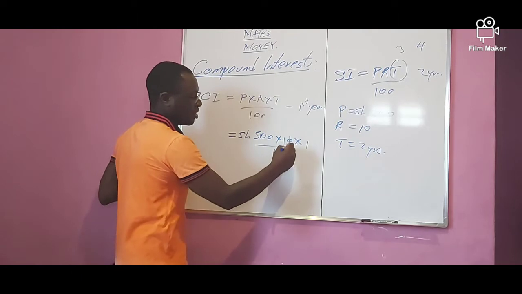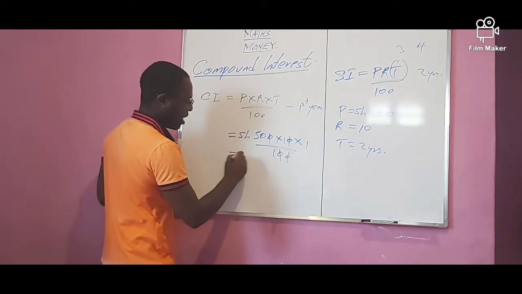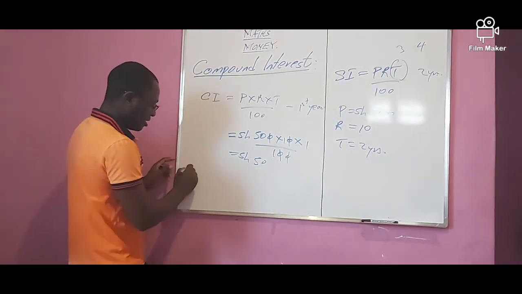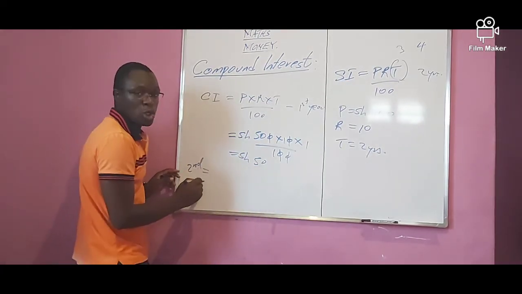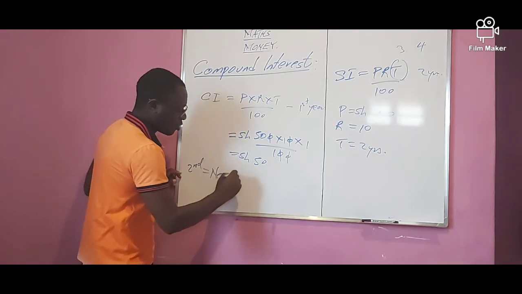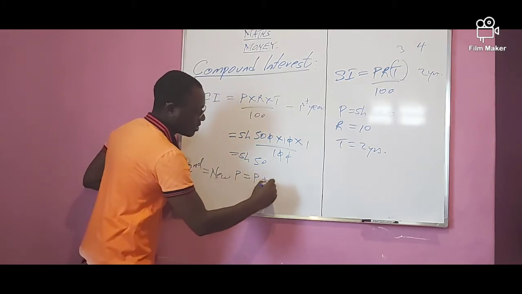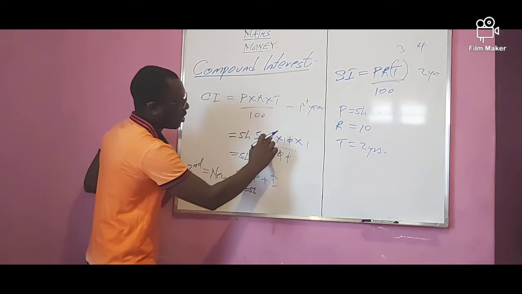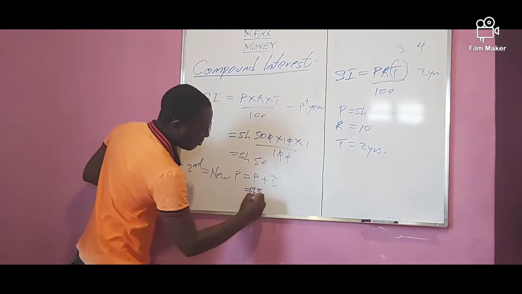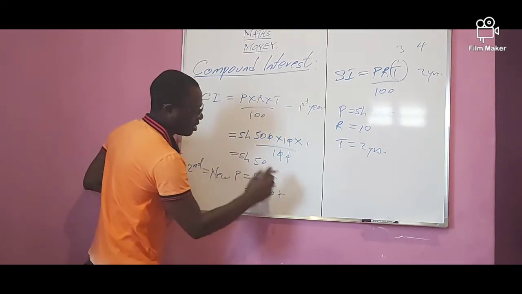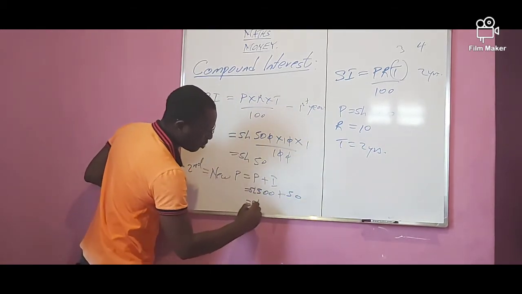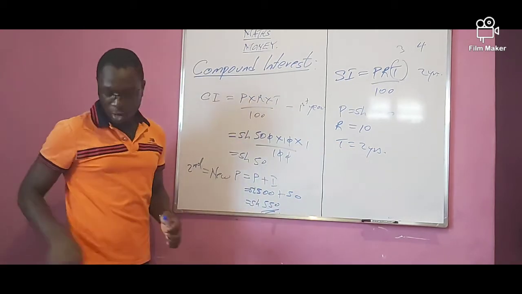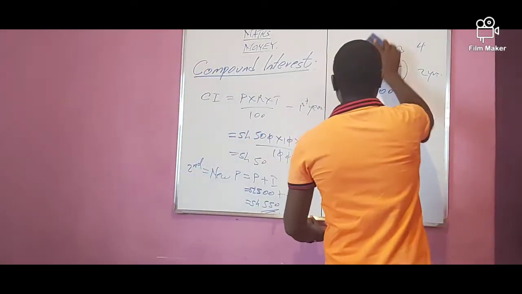So 0 by 0, 0 by 0, we have 50 as interest. Now, second year, we shall have to work out a new principal. The new principal is equal to principal plus interest. The first principal is 500, plus the interest is 50. So we have the new principal as 550 shillings.